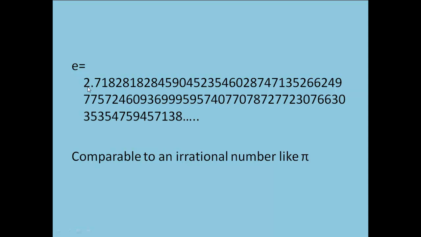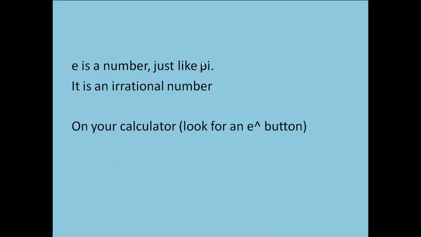Here is part of our value for e, 2.7182, and it just keeps going and going and going. Notice it doesn't repeat, it doesn't have a pattern to it, it doesn't stop. e is an irrational number just like pi is. So you have to remember e is a number. It is not a variable. It is a number just like pi is a number. On your calculator, you should have a button. More than likely it's going to look like e with a raised to sign, or it might be an e to the x type of button, but somewhere on your calculator you will probably have an e button.